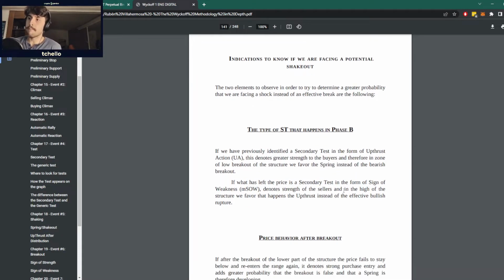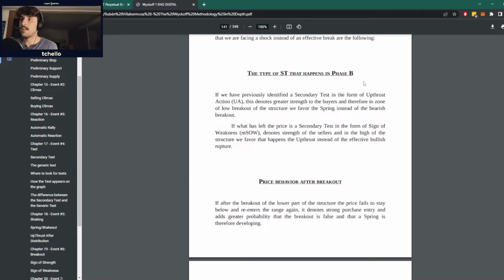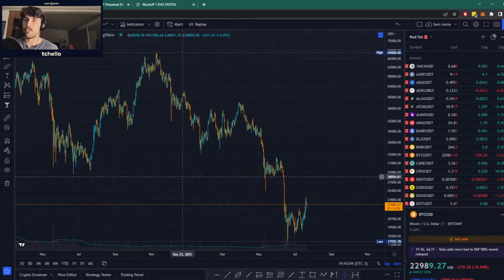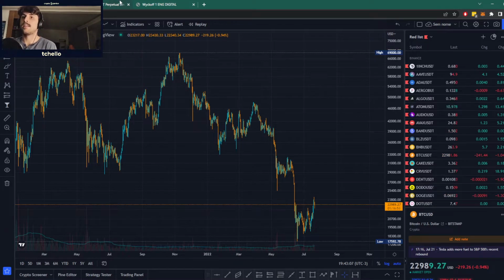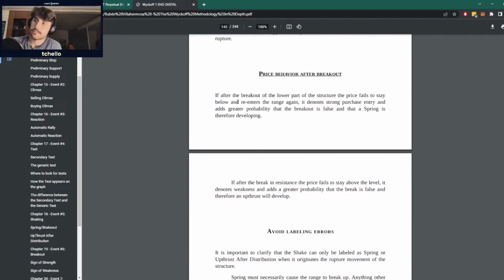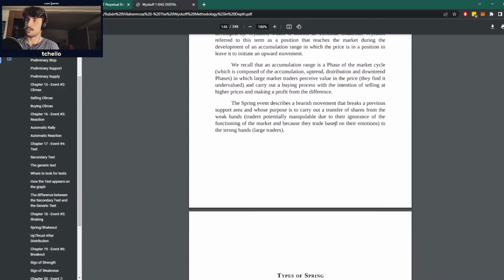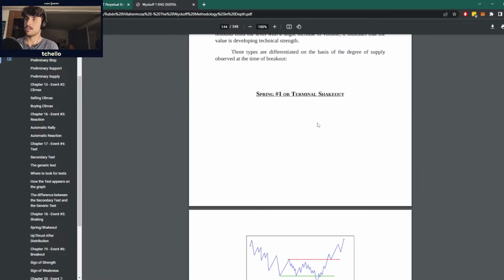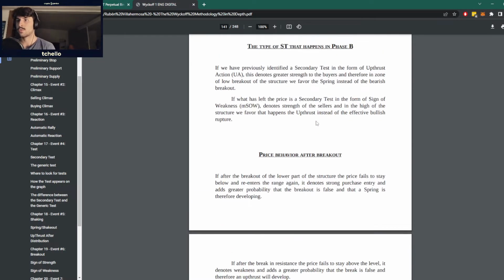So basically, if we see a secondary test that shows in the form of an upthrust action, as we talked about last class, this means that there is greater strength to the buyers. And so, for example, if we go below that secondary test, then it is more likely that it is a spring to make us go even higher, right? And the price behavior after the breakout. Now, Ruben mentions that a little bit better here, so I'll just go over this quickly.